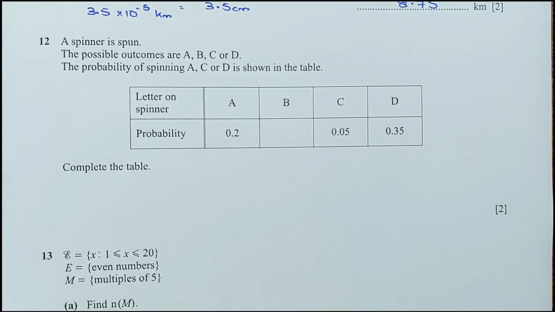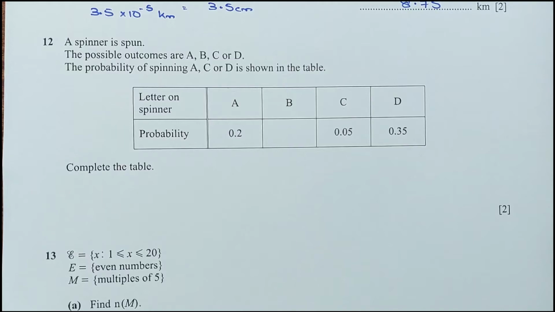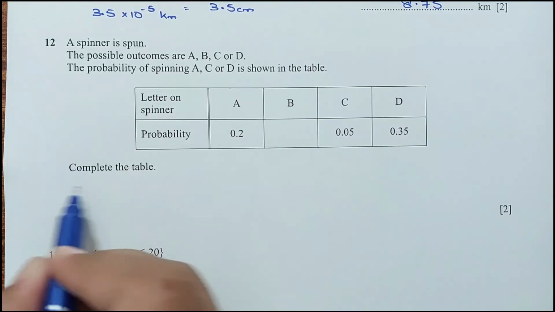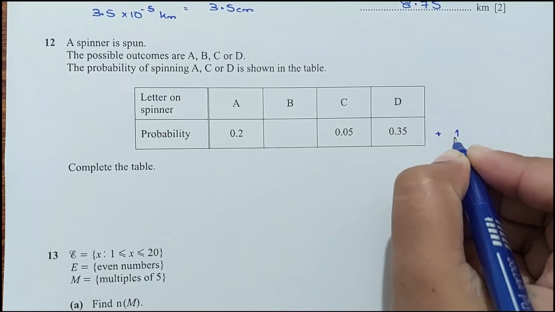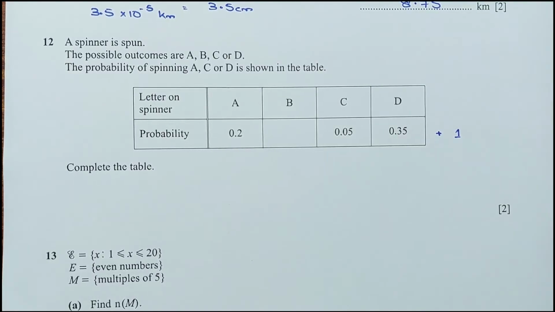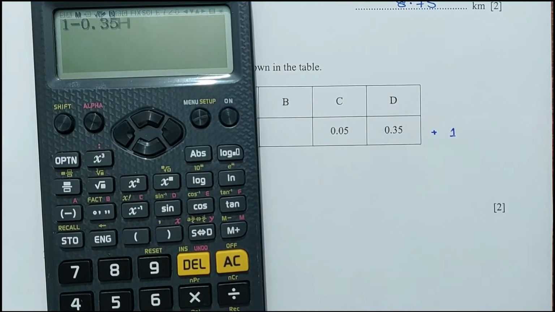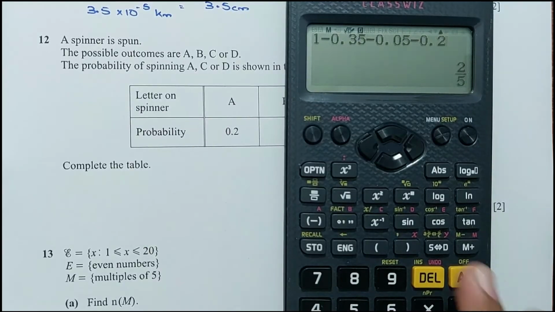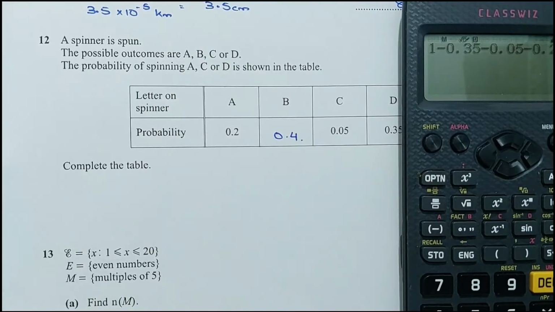Question number 12. A spinner is spun. The possible outcomes are A, B, C, or D. The probability of spinning A, C, or D is shown in the table. Complete the table. As we know that the sum of total probability is equal to 1, we can easily find this out by 1 subtract 0.35, subtract 0.05, and subtract 0.2. This is 0.4, the probability for B.